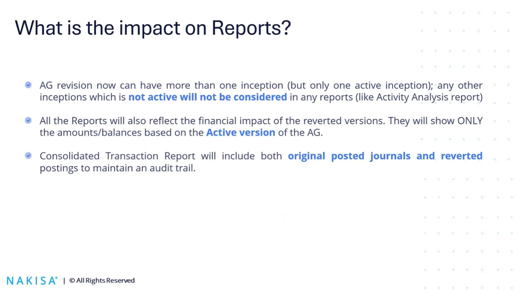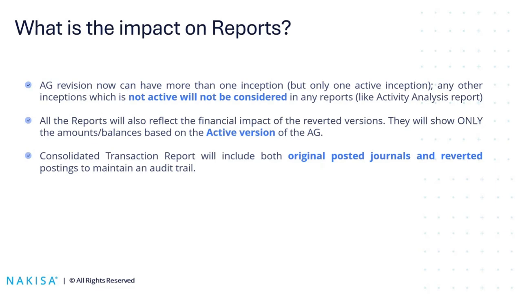So what is the impact on reports? Now on the reports, basically the AG revision can have more than one inception, right? Since we have the revert functionality, but only one active inception. The user may decide to go back and forth, multiple errors occur. That's the case when you can have multiple inceptions. But the active inception revision will be only one. As I said, any other inception which is not active will not be considered in the report. It's only the active version that is reflected in all the disclosure reports.